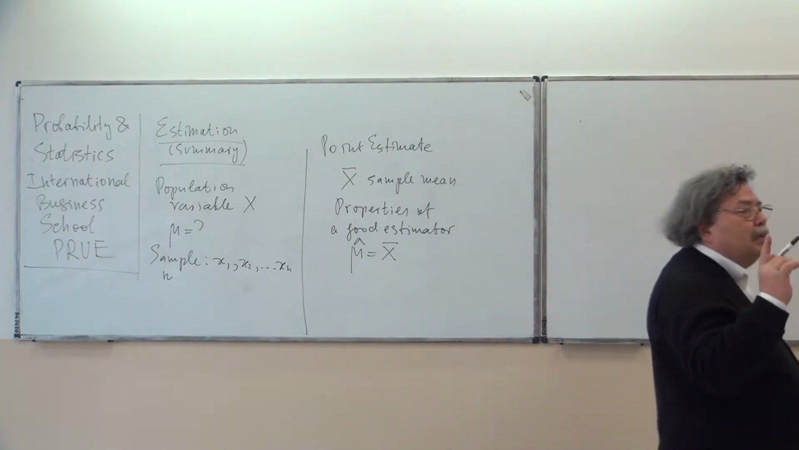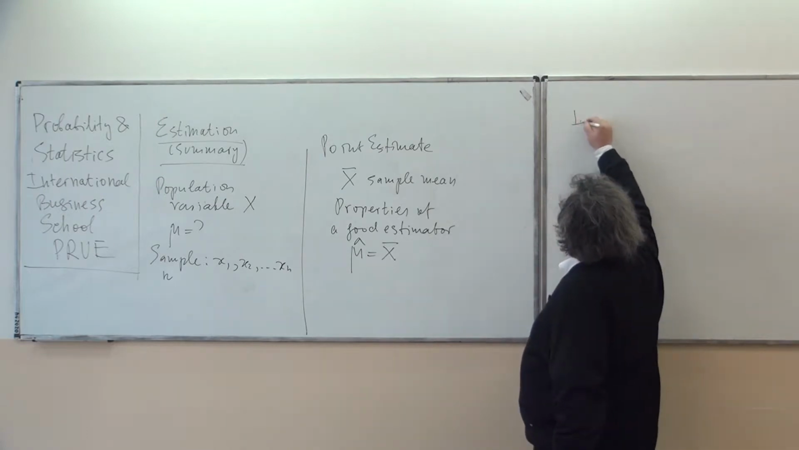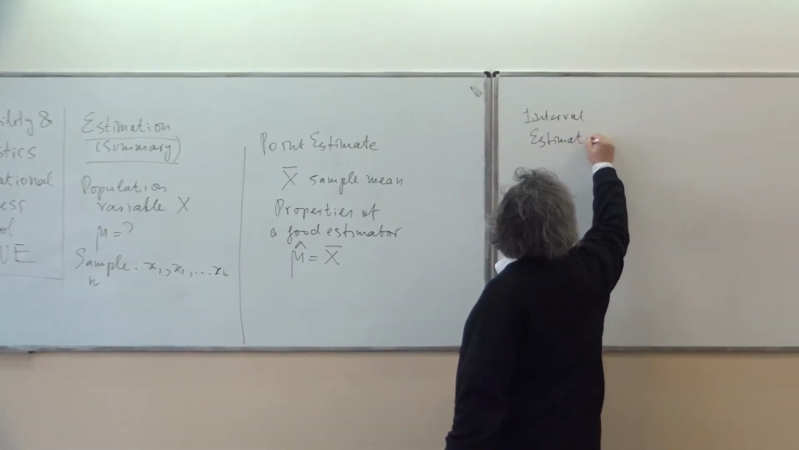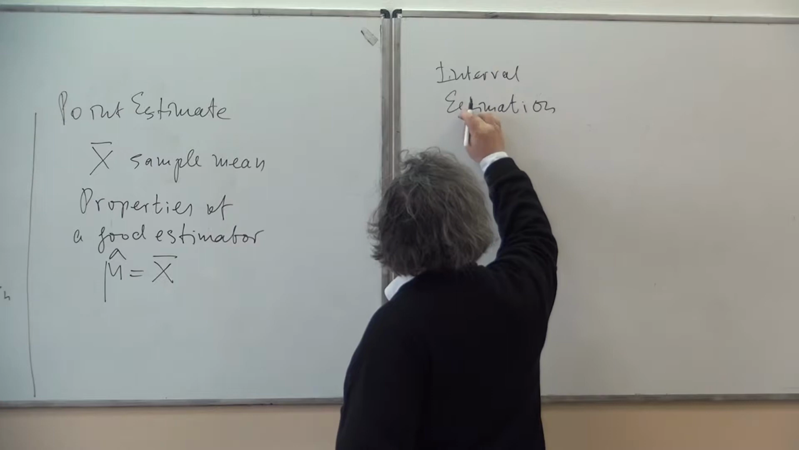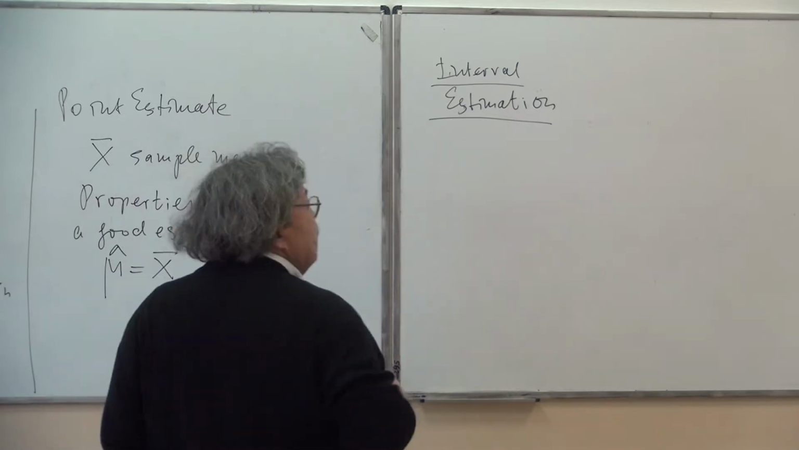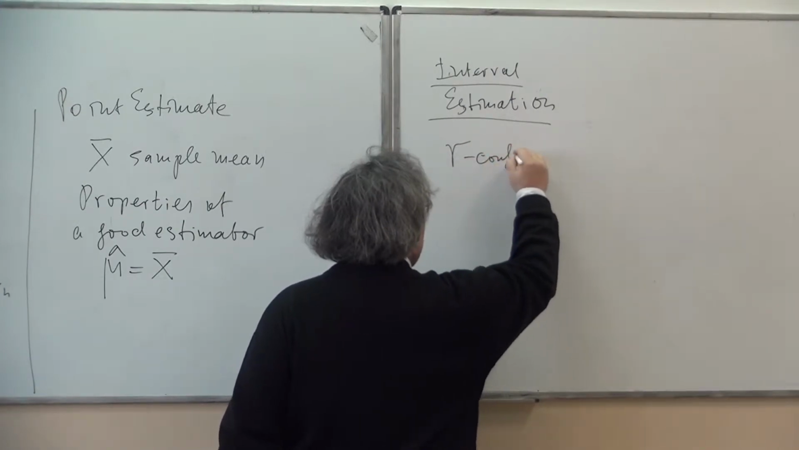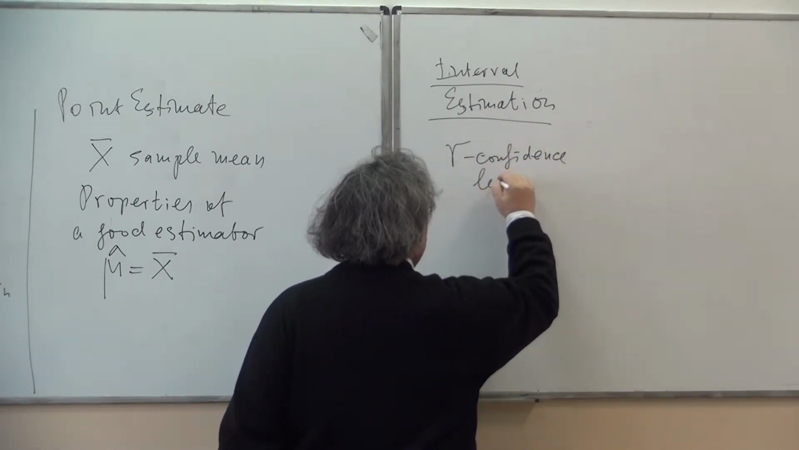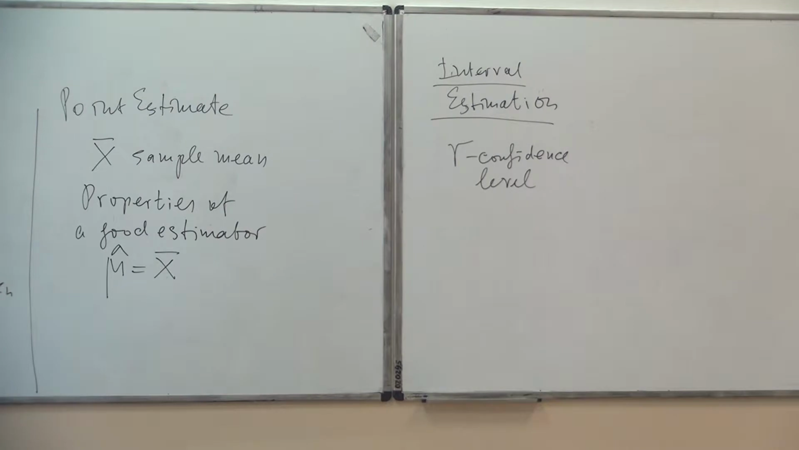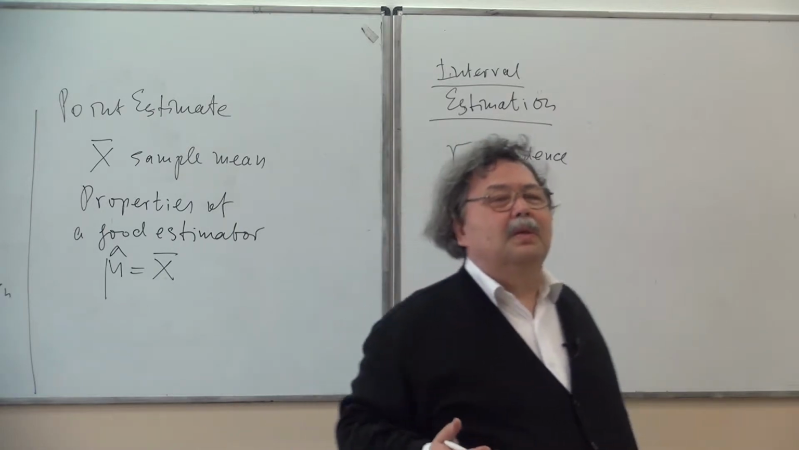Rather than supplying just one number as estimate, we can supply an interval. And this is called interval estimation. Okay, like this. Now, what is this about? We start with setting a certain value gamma, confidence level. Well, it has the meaning of probability, and it's going to reflect the degree of confidence that we have in the estimate that we are going to produce.